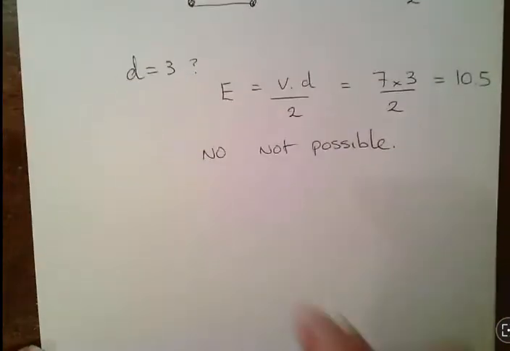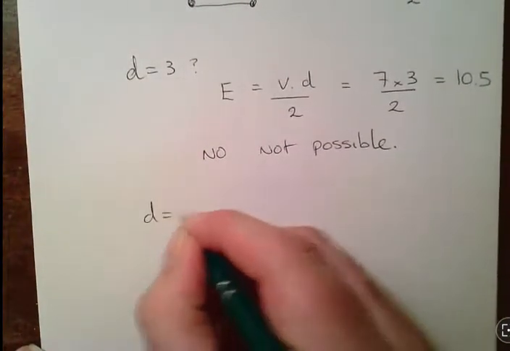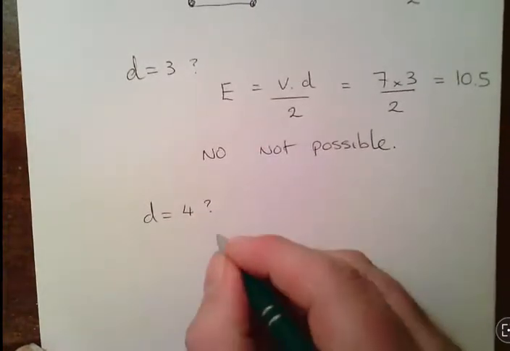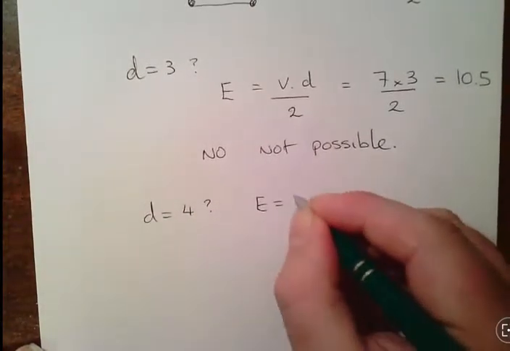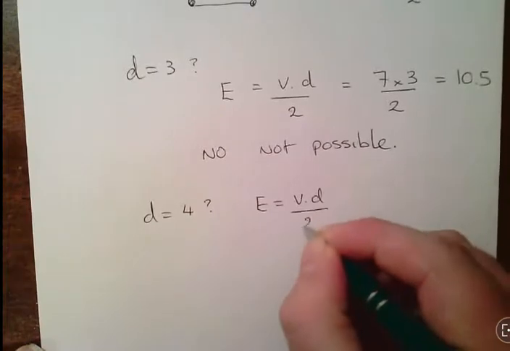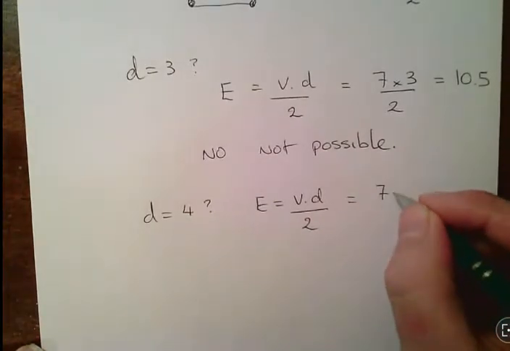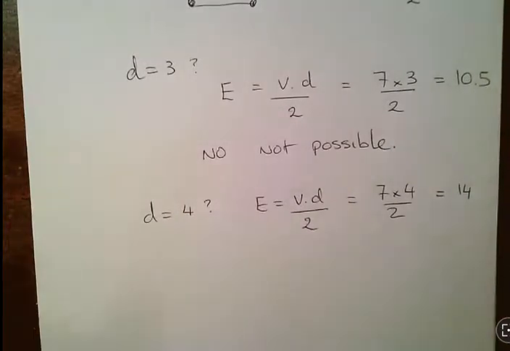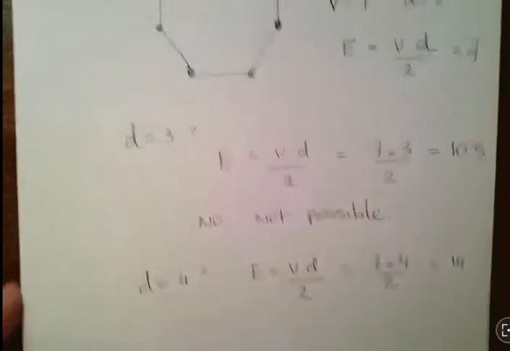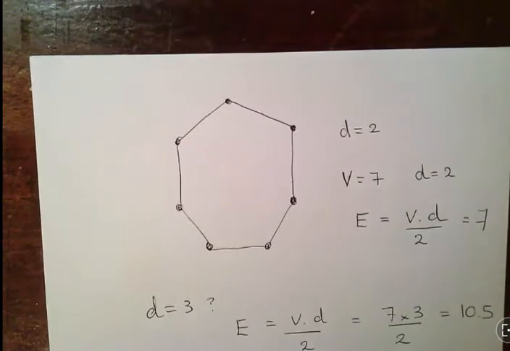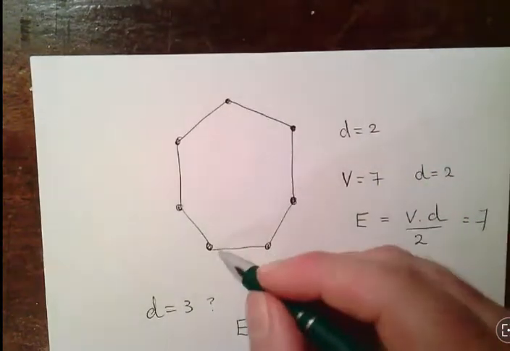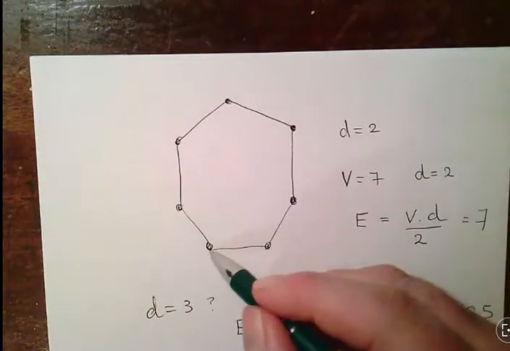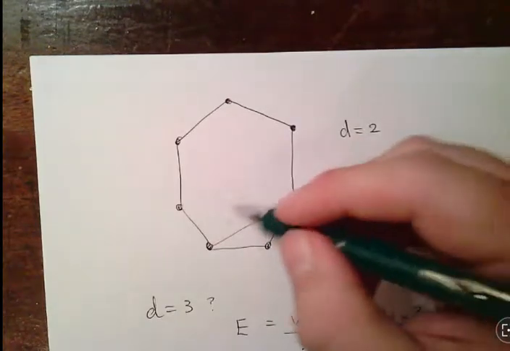So what about D is equal to 4? E equals VD over 2. That is 7 times 4 over 2. That's 14. And actually, what I'm going to do is just draw it out up here. I'm just going to superimpose it on what I have done already. What I'm going to do here is connect it like that.